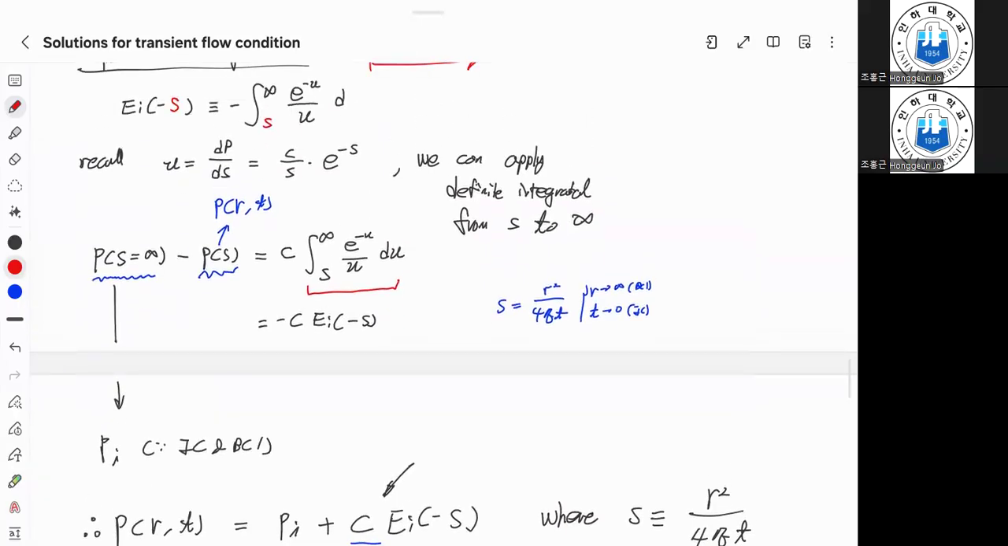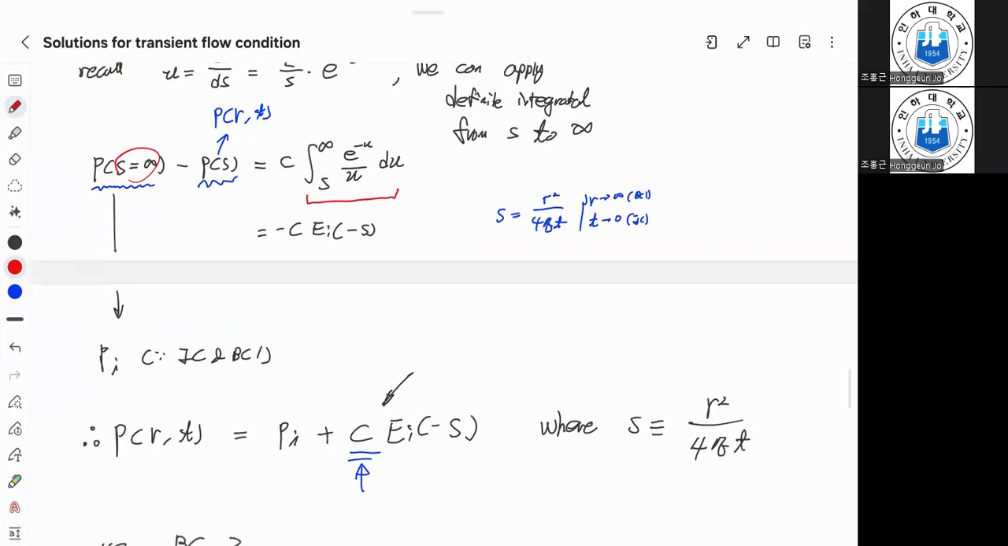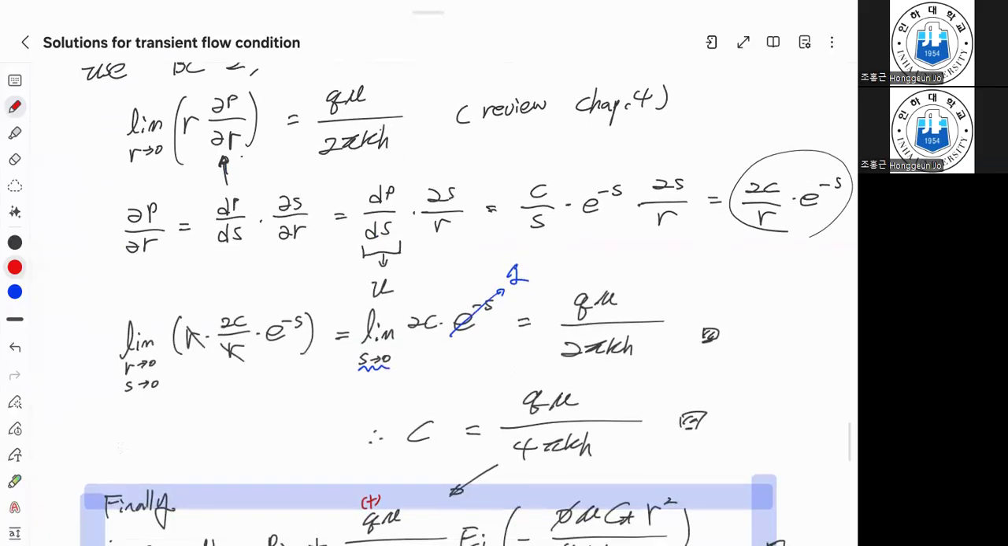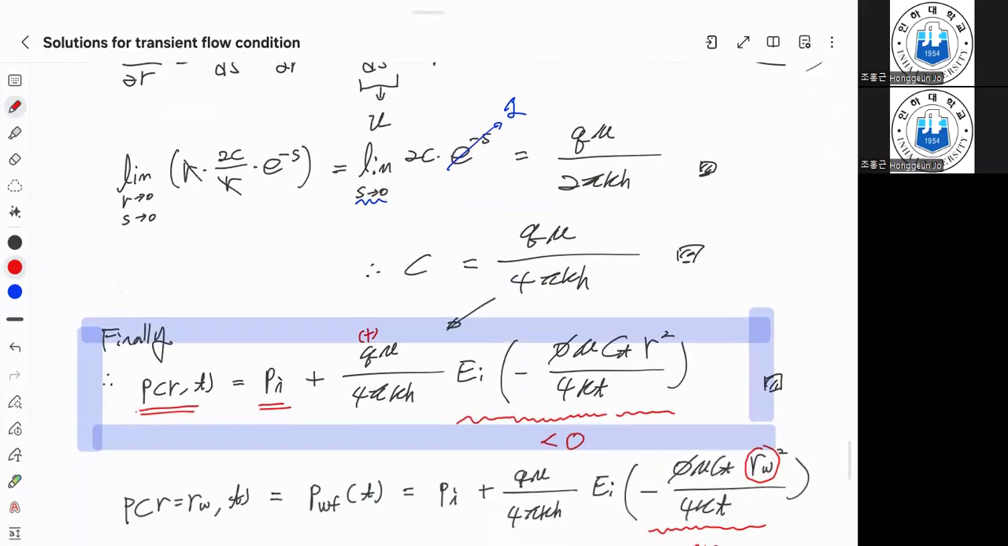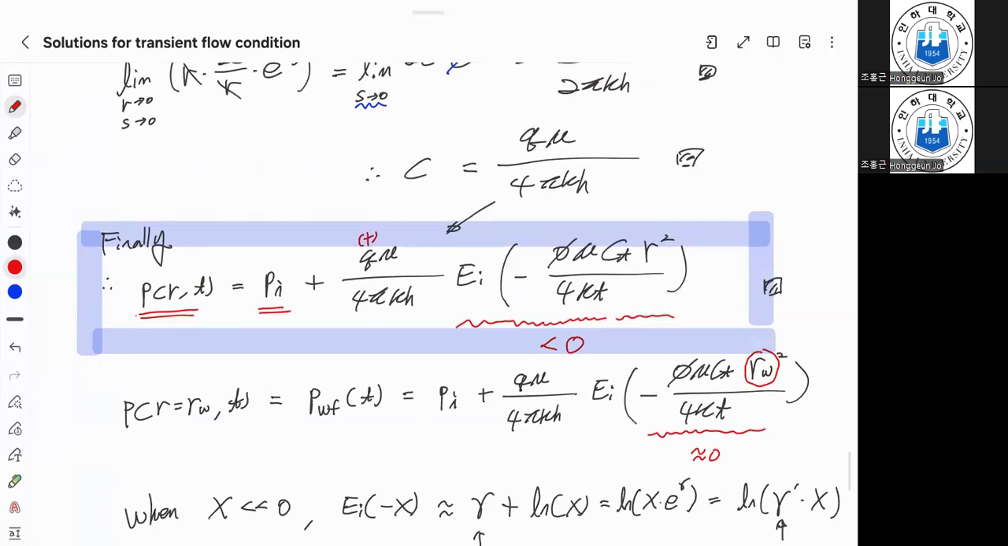On the left-hand side, when s goes to infinity, this is the same as the initial condition and the first boundary condition of the PDE. So we know that this is pi, and this one is the actual pressure. By using the second boundary condition, we could find what C, the constant, is, and this is the final solution for any location, any t. Up to here, it's the most generalized solution.